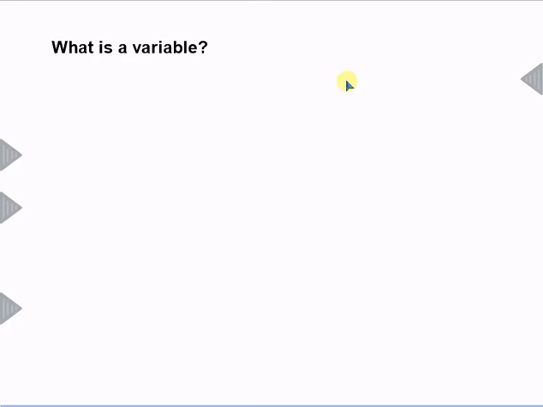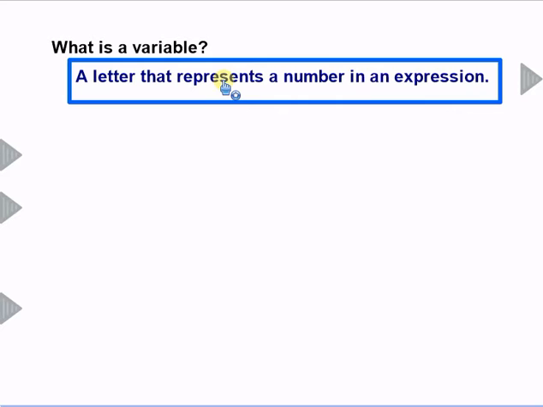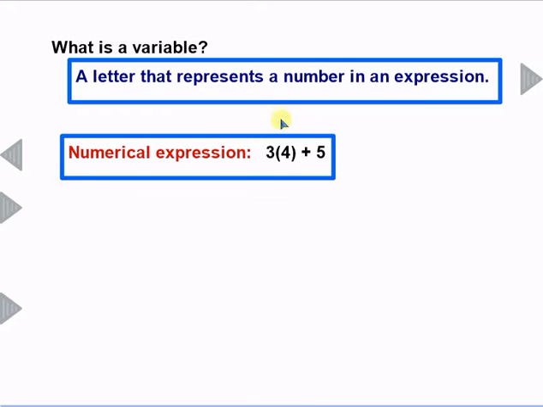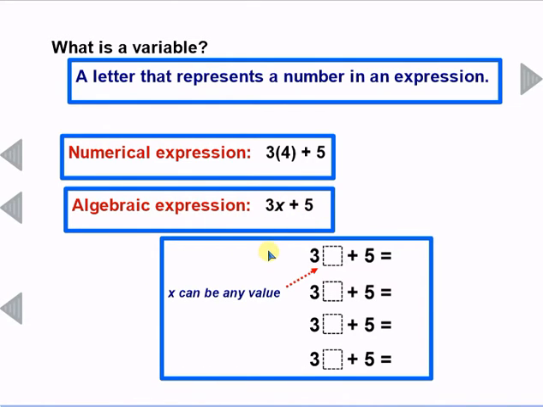The first thing we need to understand when we talk about algebraic expressions and variables is, of course, what is a variable? A variable is just a letter that represents a number in an expression. You remember numerical expressions are just some numbers put together with operations that you're going to do on them. An algebraic expression is an expression just like this, except it has letters that stand in for the numbers. So it has variables in it. So let's take a look at what exactly that might mean.